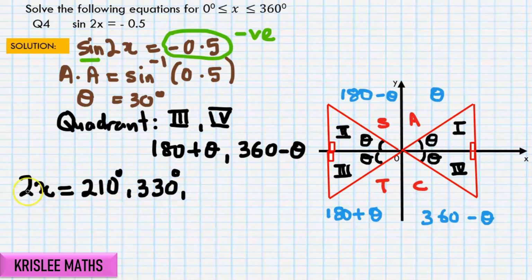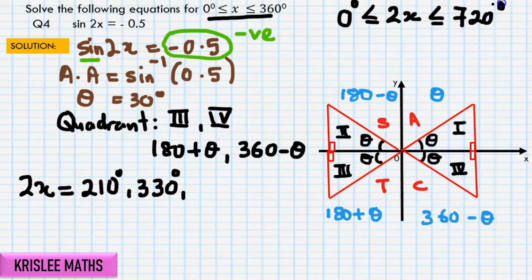Now remember, here it is given as 2x. The range of x is between 0 and 360 degrees. Therefore, the range of 2x will be between 0 and 720 degrees. So you have to times 2. 0 times 2, you get 0. 360 becomes 720 degrees. Therefore, the value of angle 2x lies between 0 and 720.